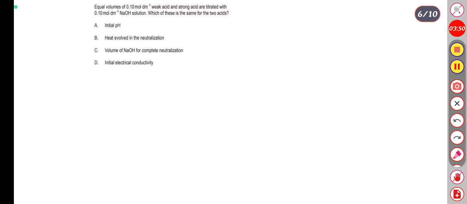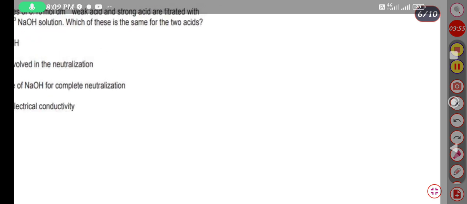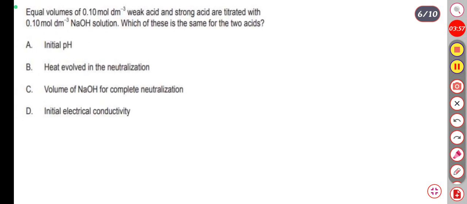Next question is about equal volumes of 0.1 molar weak acid and strong acid titrated with 0.1 molar NaOH solution. Which of these is the same for the two acids? Weak acid and strong acid obviously have different pH values. When titrated, heat evolved would be greater for the strong acid and strong base. Conductivity depends on the number of ions, and that would also differ, since the strong acid is completely dissociated, giving a larger number of ions.